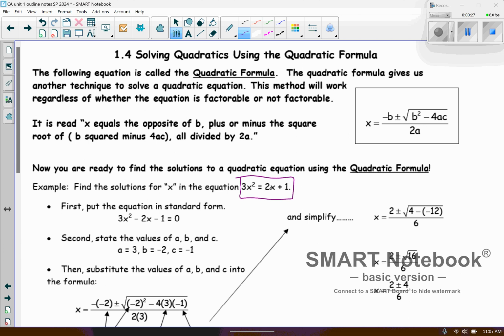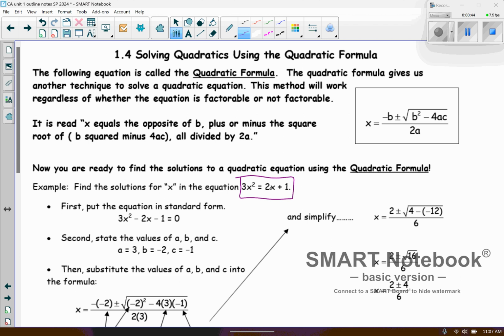This is typically used on some of the more challenging problems where factoring won't work, or the square root property gets a little complicated to use. That's another topic, called completing the square. But let's go ahead and look at this.